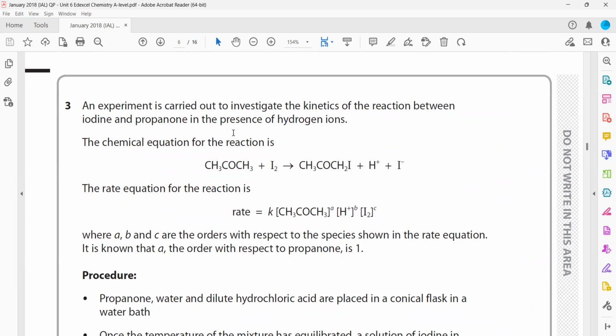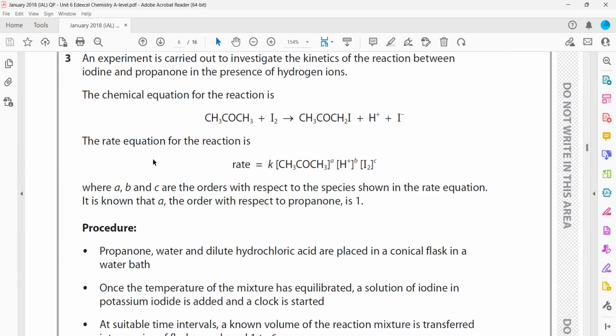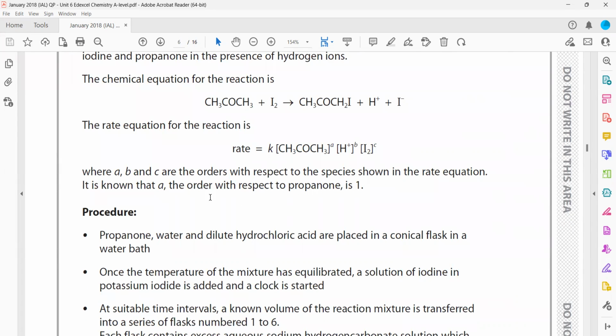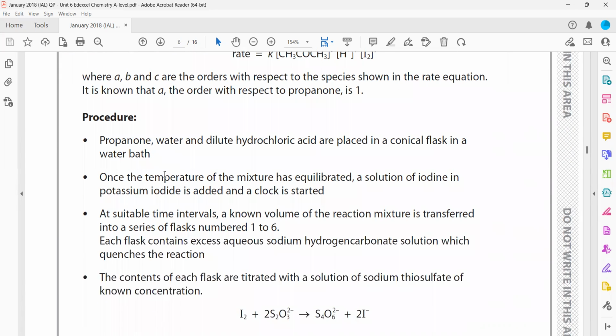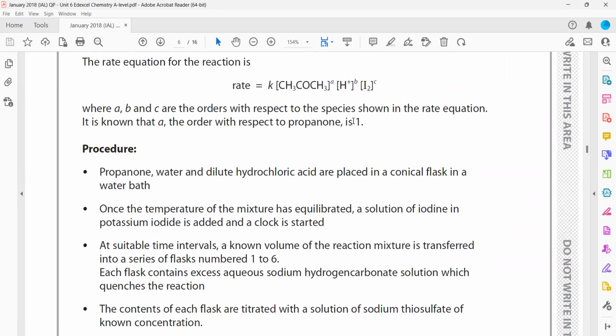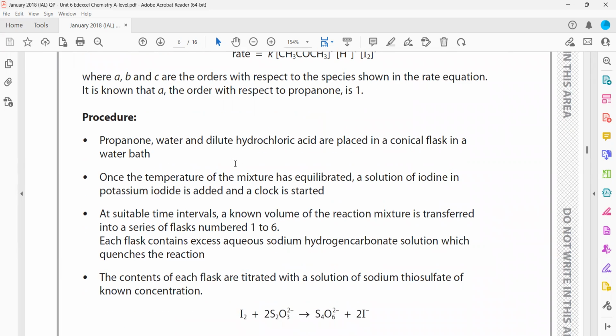An experiment is carried out to investigate the kinetics of reaction between iodine and propanone in the presence of hydrogen iodide. You can see the equation is given, and the rate equation is given. Rate is k times the concentration of propanone to the power a, hydrogen ion to the power b, and iodine to the power c. a, b, c are representing the order with respect to propanone, hydrogen ion, and iodine. So the order with respect to propanone is 1. This value of a equals 1. So if you double the concentration, rate will be double. If you triple the concentration, rate will be 3 times.